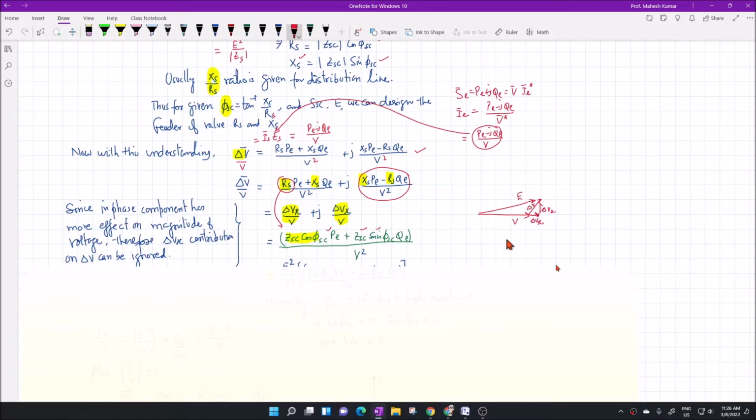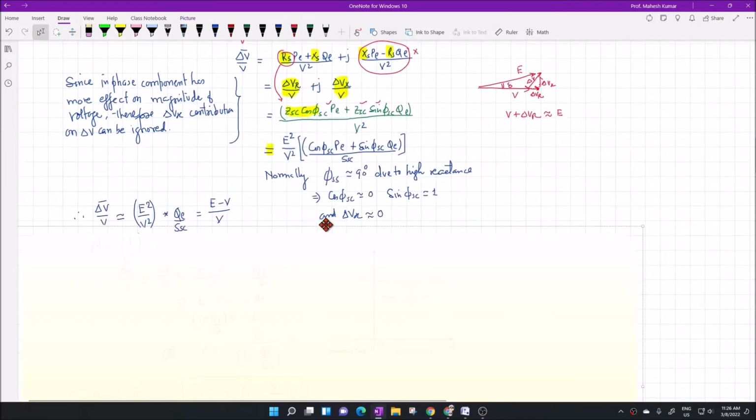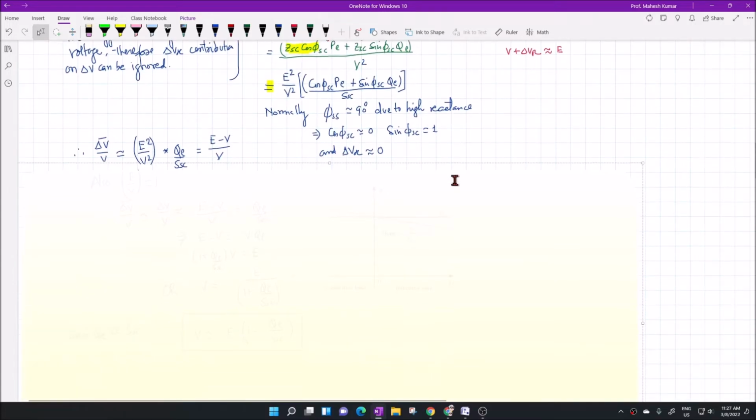Why? Because B plus delta Br is approximately equal to E. And since this angle delta is small, we can say delta Bx will not be affecting much the magnitude. So we have ignored the delta Bx part here. We have taken only the in phase component and we replace the value of Rs and Xs. Once we do this, then we can find out the value of this delta B by B.